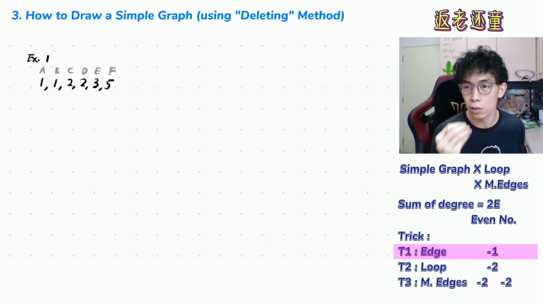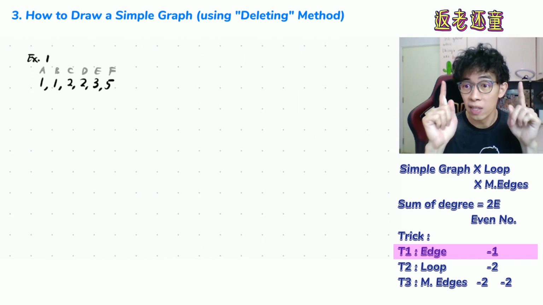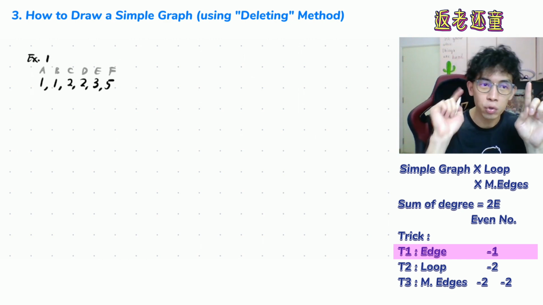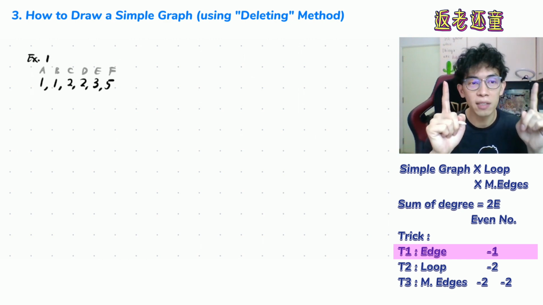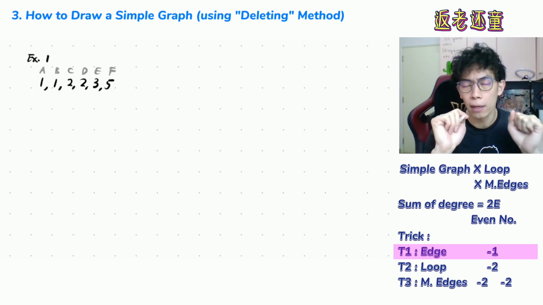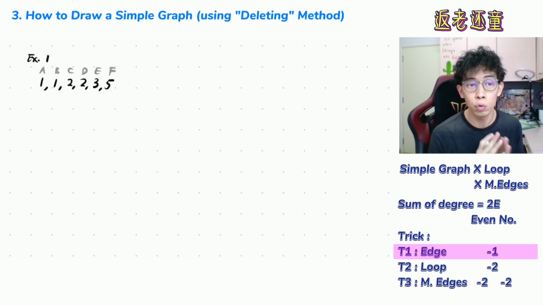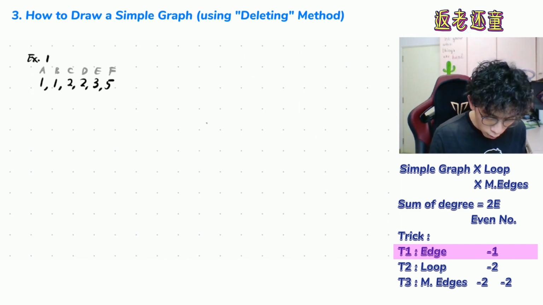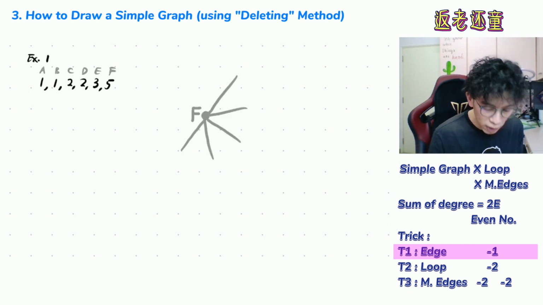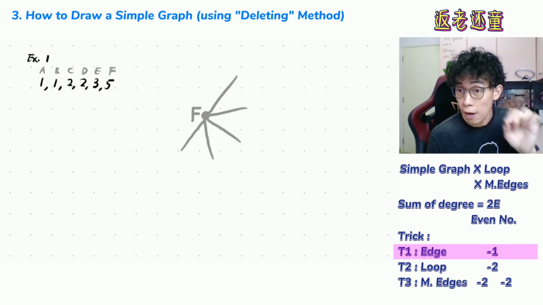Now, agree or not, when you delete one vertex, the connection, which is the edge, or the so-called degree that shoots towards F, everything will be -1. What do I mean by that? For example, don't look at the given example 1, 1, 2, 2, 3. Just look at the 5 there. This is F. Suppose there will be 1 line, 2 lines, 3 lines, 4 lines, and 5 lines going towards F.